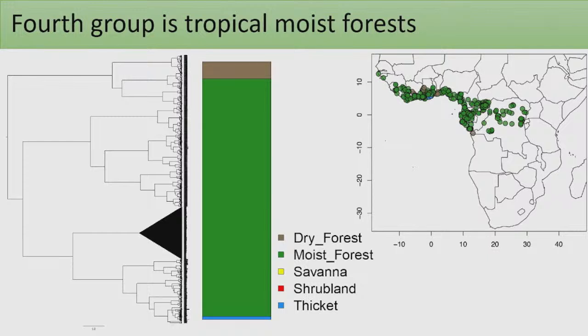And then the fourth group is tropical forests, and so that's all the forests of the Congo and Guinean region. And the drier forests in the Dahomey Gap and transitioning to the Sahel seem to fall within this group. And also the 5 thicket sites we have from Ghana are falling in this group here.